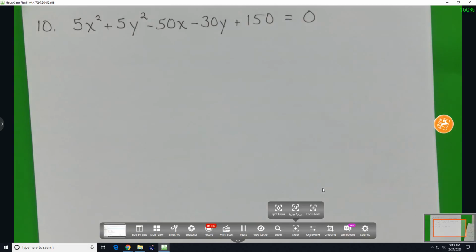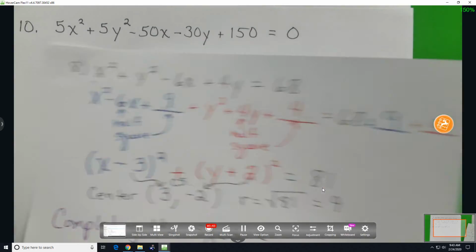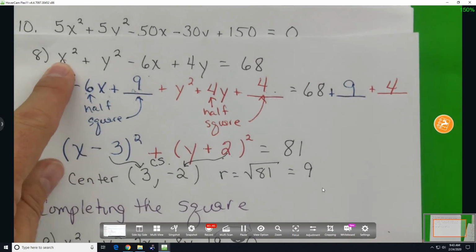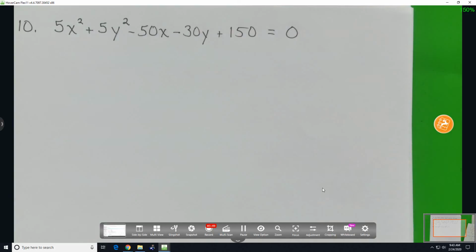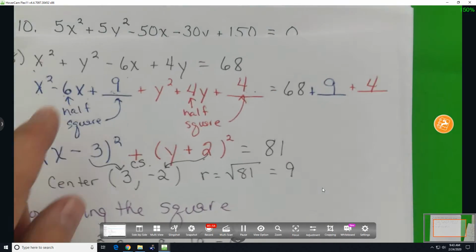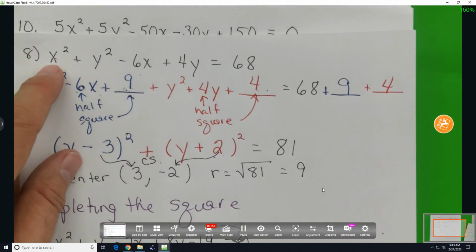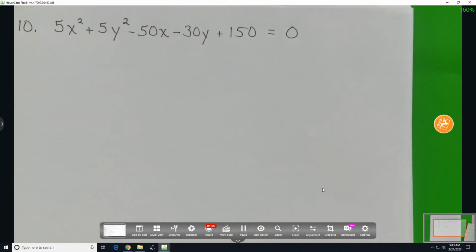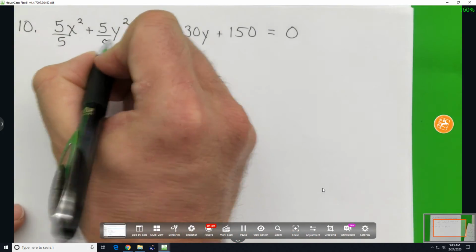Okay, well, on problem 10, we need it to just look like 8 and 9 with an x squared, not a 5x squared. So that's the most basic problem-solving strategy there is. If you know how to do it when there's not a number in front of the x squared, then let's just make it look like this one here by dividing straight through by 5. So I'm going to divide straight through by 5.